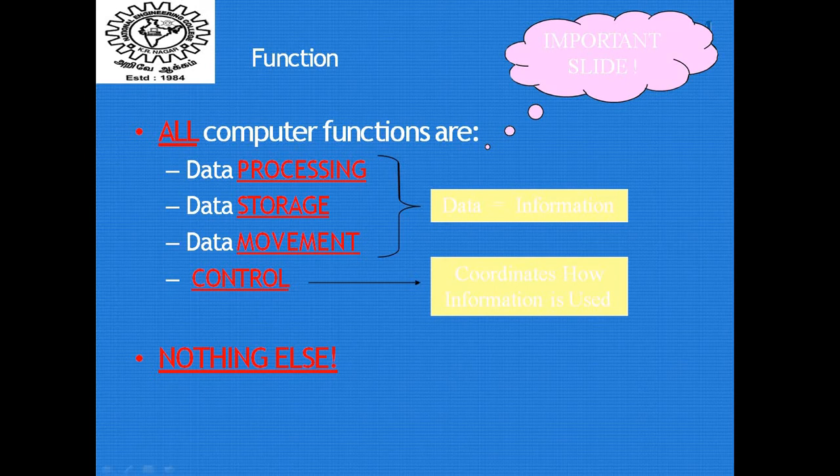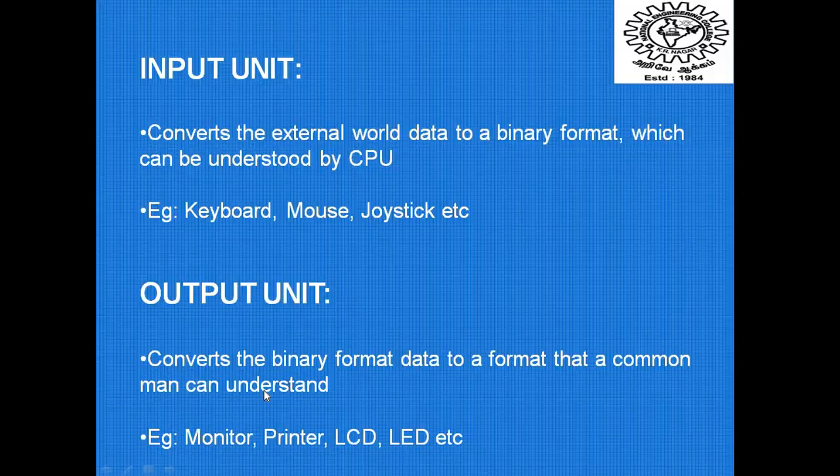As I said, these three, data processing, data storage, and data movement, deal with data information. To analyze the data into information, the data should be processed first. What type of data it is, what is being used, the data should be processed. After processing, the data should be stored. After storage, the data can be moved from one place to another, like from a secondary storage device to a primary device, whatever it may be. And the control unit coordinates how the information is being used.